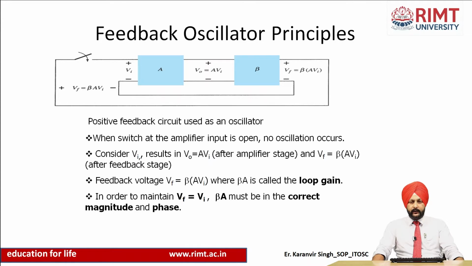This feedback network voltage goes back to the input of the amplifier again. The feedback voltage is equal to beta AVi, and here beta A is called the loop gain, through which the feedback process goes on in this circuit. If we want to make the feedback voltage Vf equal to the input voltage, the loop gain beta A must have the correct magnitude and phase for proper operation of the circuit.